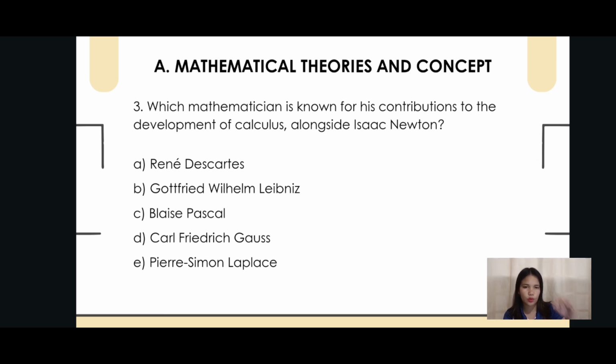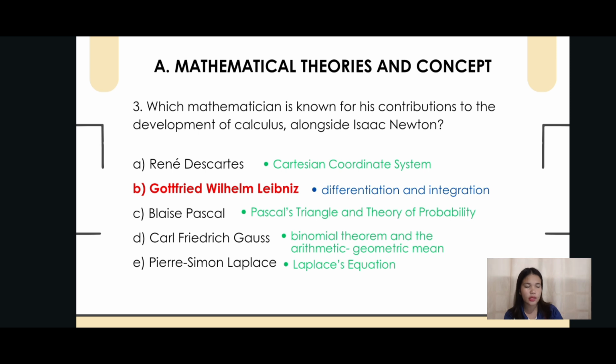So who is with Isaac Newton in developing the calculus? It is Gottfried Wilhelm Leibniz. He is the mathematician known for his contributions to the development of calculus alongside Newton. Leibniz and Newton are both known as the creators of calculus, which is the study of continuous change. They independently developed differentiation and integration, which are fundamental techniques for mathematicians and scientists.